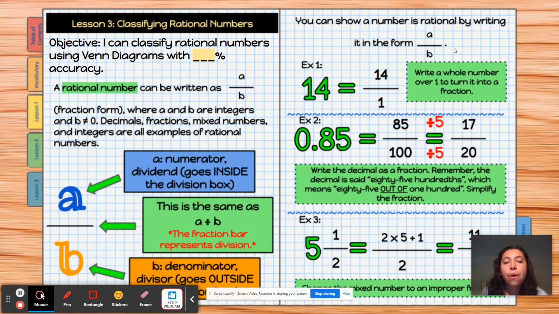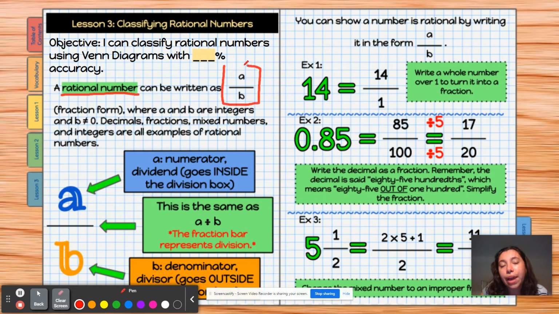Okay. Now, a rational number, just want to be clear, as we remember, is a number that can be written kind of in a fraction form. Okay, so think of it as a fraction form, a over b. This fraction form, where a and b are integers, remember integers are negative or positive numbers, and b is not equal to 0. Decimals, fractions, mixed numbers, and integers are all examples of rational numbers, okay?